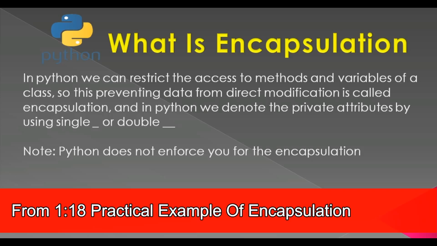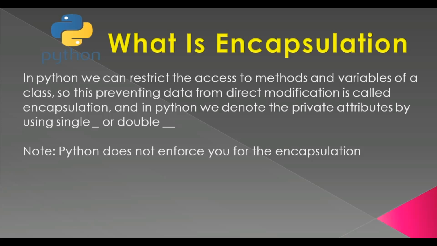If you're familiar with another programming language like C++ or Java, we can restrict the access to methods and variables by using public, private, and protected. In Python we denote the private attributes by using single or double underscores. One thing that you need to remember: Python does not enforce encapsulation. Now let me show you a practical example of encapsulation.